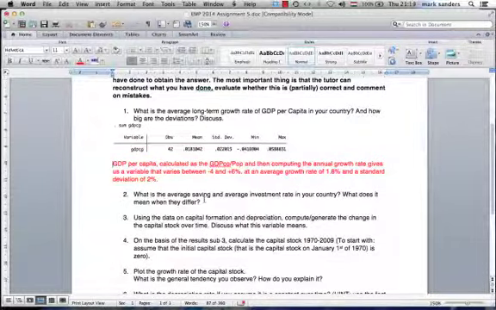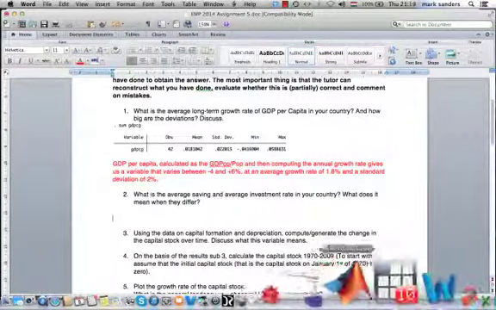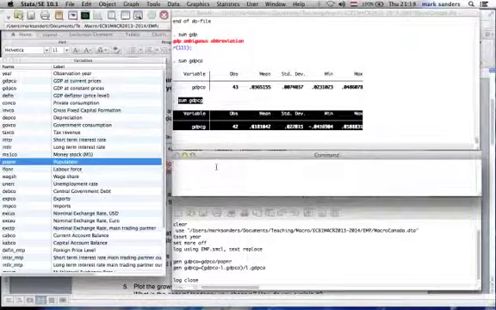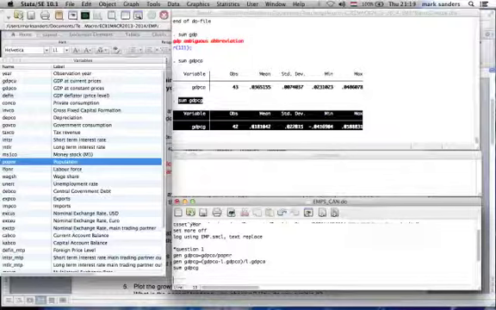Okay, what is the average saving and average investment rate in your country, and what does it mean if they differ? Well, let's first compute them. We go back to Stata. So here, what I've done is I've used the summary table, GDP-CG, that gives me the results. So this would be question 1, and then we turn to question 2.